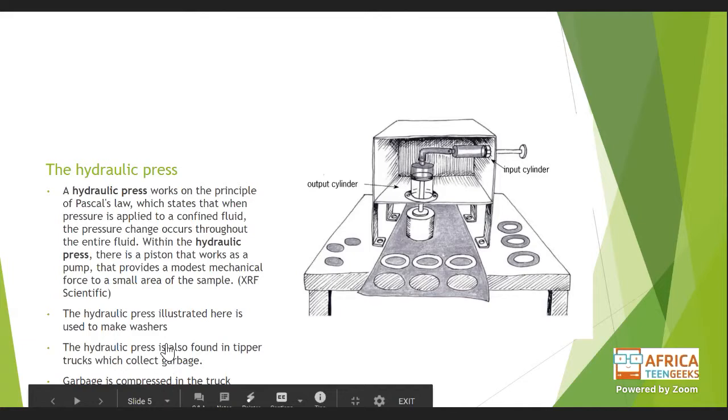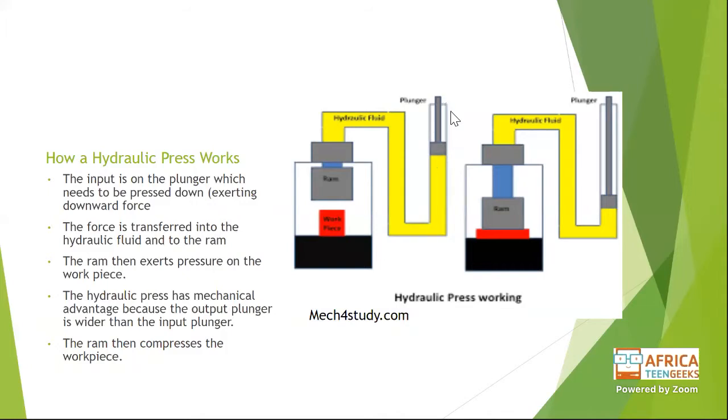Let us look at the hydraulic press. Now, the hydraulic press has a plunger too. So this is the input cylinder. It has the plunger. This gray area here will be the plunger. This whole part will be our input cylinder, where you exert your input force. And then the yellow part will be our hydraulic fluid. And then at the end, this will be our output cylinder, okay?